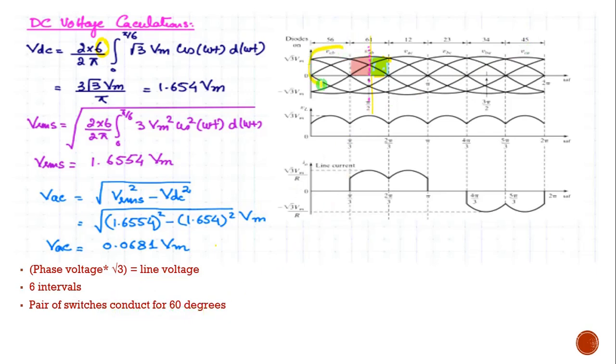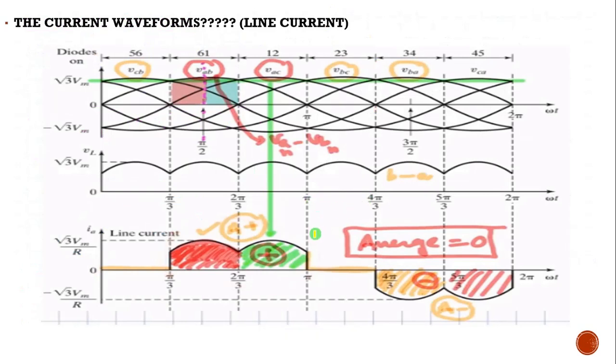This small interval will be 60 degrees. And the current waveform is shown here, that line current only. Line current you can see here. Here it is VAB. VAB means VA minus VB. VA minus VB means this current through line A. Line A means it is positive. Since it is a resistive load, the current waveform also will be similar to that of the voltage waveform. So it will be like this.